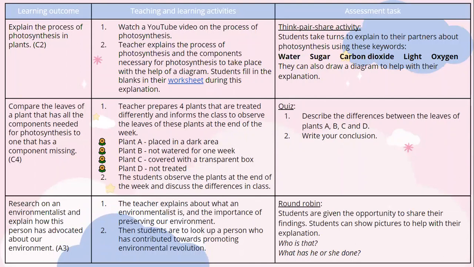The third LO is to research an environmentalist and explain how this person has advocated about our environment. This belongs in the affective domain in level 3, valuing. To achieve this LO, the teacher explains about what an environmentalist is and the importance of preserving our environment. Then, students are to look up a person who has contributed towards promoting environmental revolution. The assessment task consists of a round-robin activity where the students share their findings and show pictures while they explain.